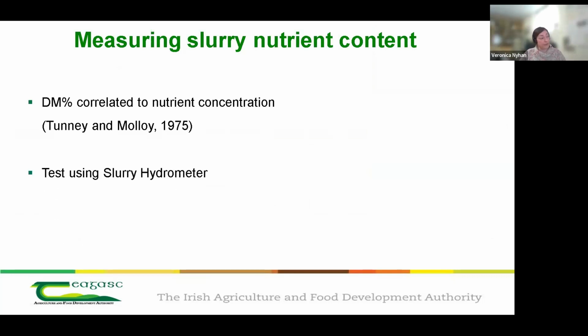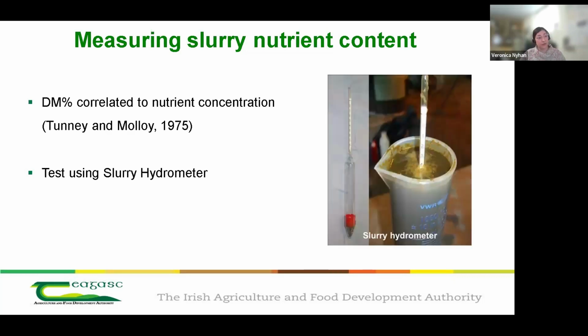I just want to point out that you can buy a slurry hydrometer. It's not 100% accurate, but it will give you a rough indication of the dry matter. It's a weighted device with a gradient on it, and you can see in the side photo that you put it into the slurry, and as it settles, it'll give you your percent dry matter. In this case, this particular slurry was at 4% dry matter.